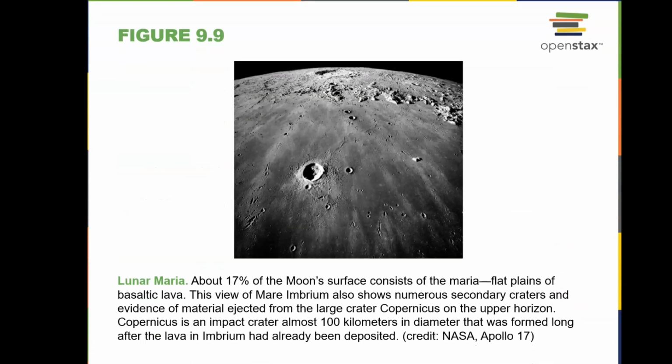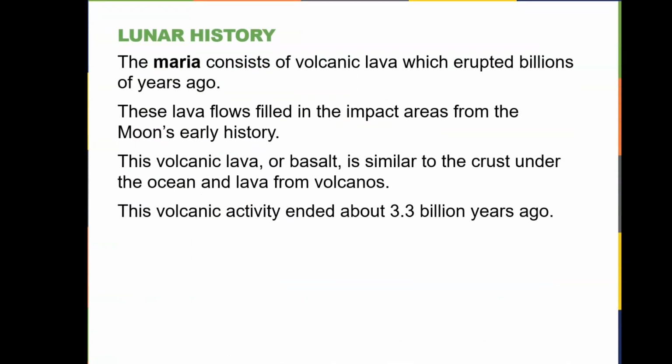Here we can see the remaining 17% of the moon's surface, which is the lunar Maria. This Maria consists of volcanic lava which erupted billions of years ago. These lava flows filled in the impact areas from the moon's early history, so we see fewer craters on it. This volcanic lava, or basalt, is similar to the crust under the ocean and lava from volcanoes on Earth.